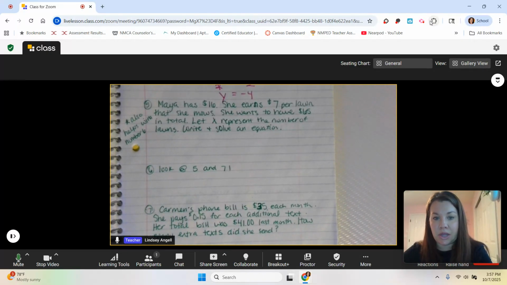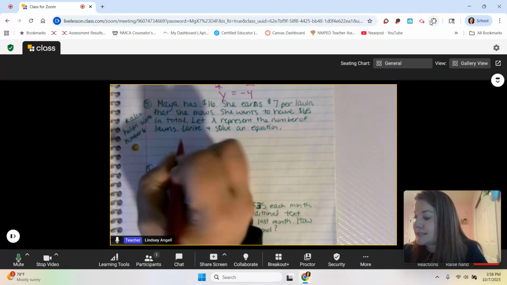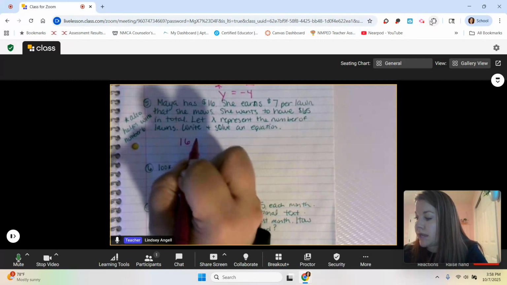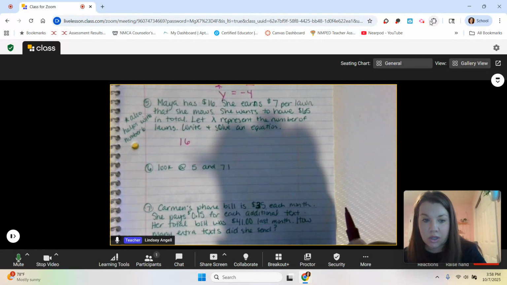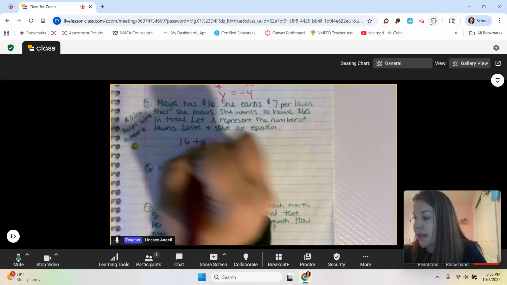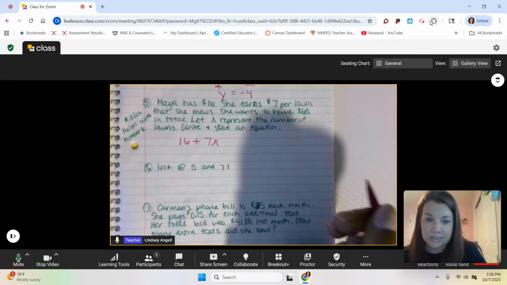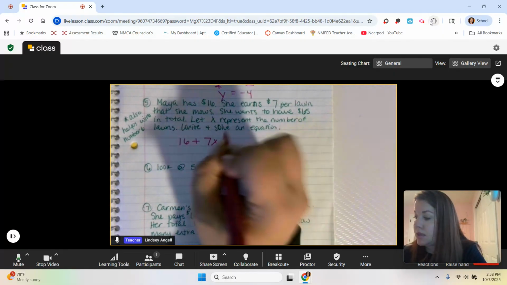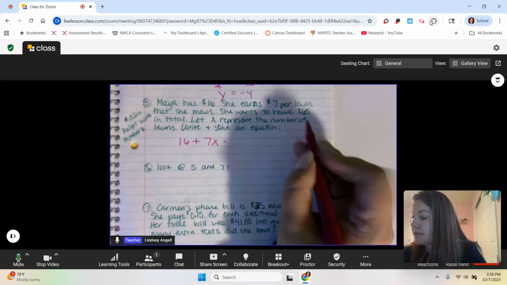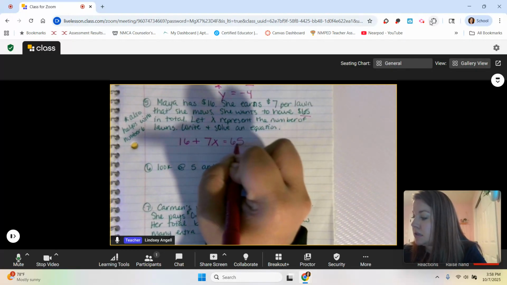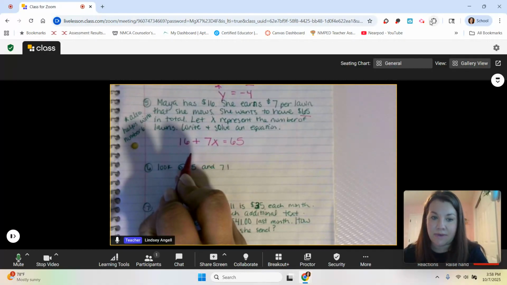Maya has $16. She earns $7 per lawn that she mows. She wants to have $65 in total. Let x represent the number of lawns. Write and solve an equation. So let's see. She has $16, and she can earn $7 per lawn. So we can add that 16 to $7 per lawn, which I'm just going to use x to represent the lawns. And she wants to have $65 in the end. So we need all of this to add up to 65.